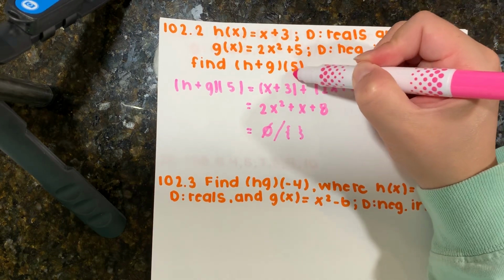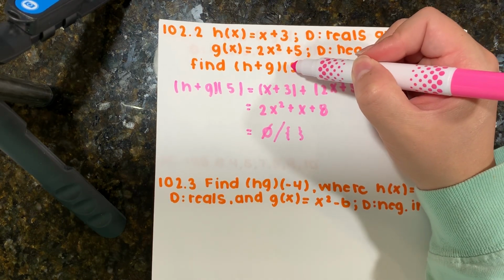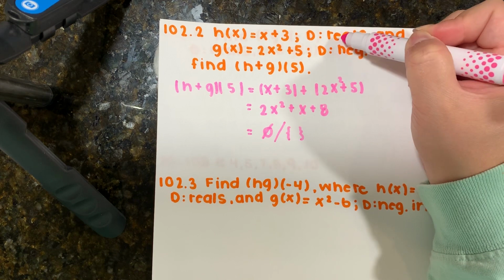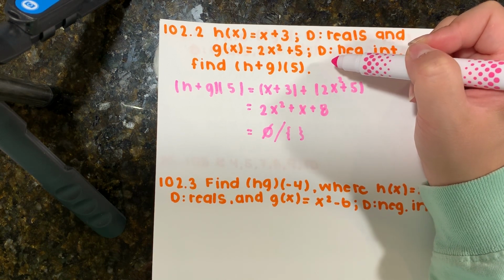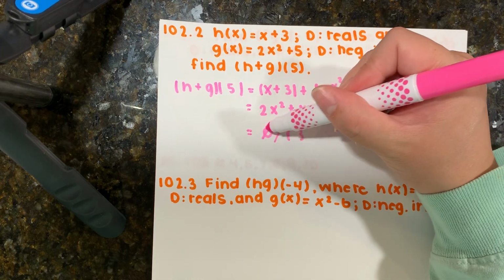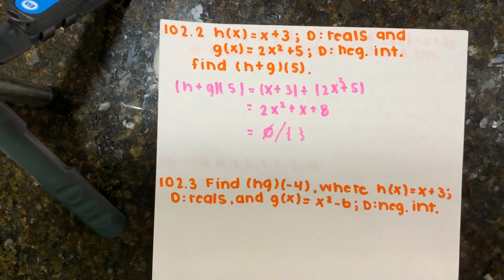So if the number you're asked to solve for does not fit within the domains of both of these functions, then you would say that the answer is the null set, or there's nothing there, or an empty set. So it's braces with nothing in it.